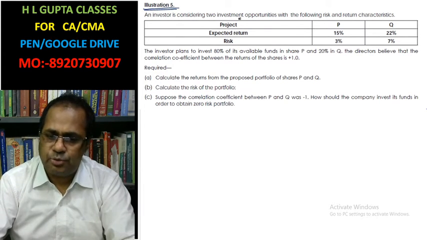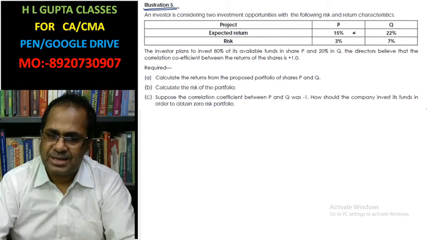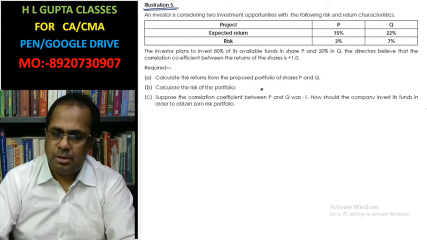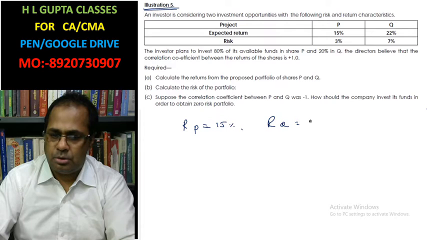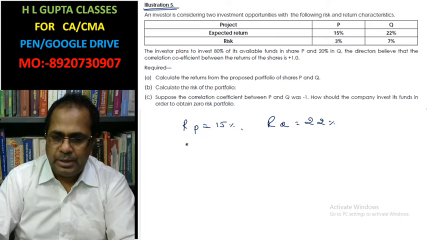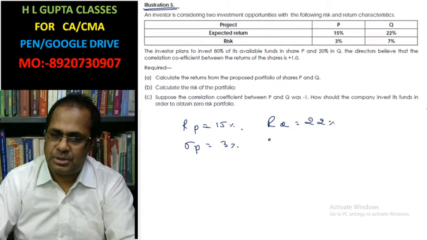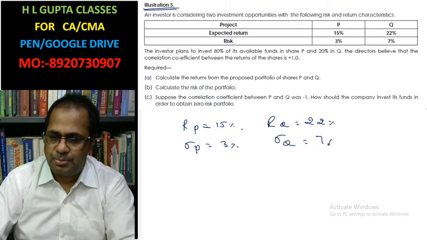An investor is considering two investment opportunities with the following risk and return characteristics. The projects are given as P and Q, with expected return and risk given. This means the return of P is 15% and the return of Q is 22%. Similarly, risk represents standard deviation: the standard deviation of P is 3%, and the standard deviation of Q is 7%.